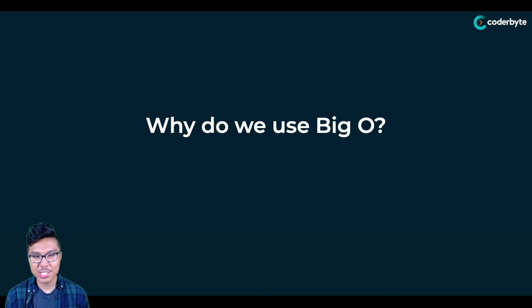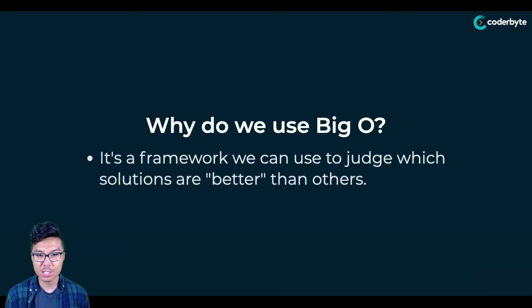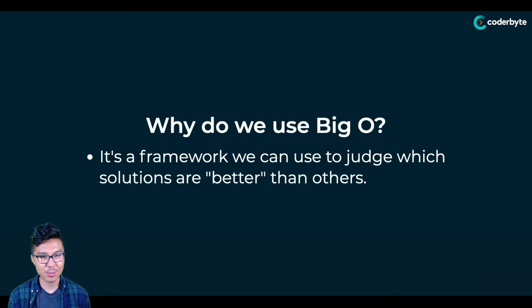The first big question we need to answer is, why do we use Big O? Well, as software engineers, our goal is to solve problems. For any given problem, there could be many solutions, and I want to make sure that I implement and choose the best solution. So we have Big O as a framework that we can use to judge and compare different solutions so we can figure out which one is the best.